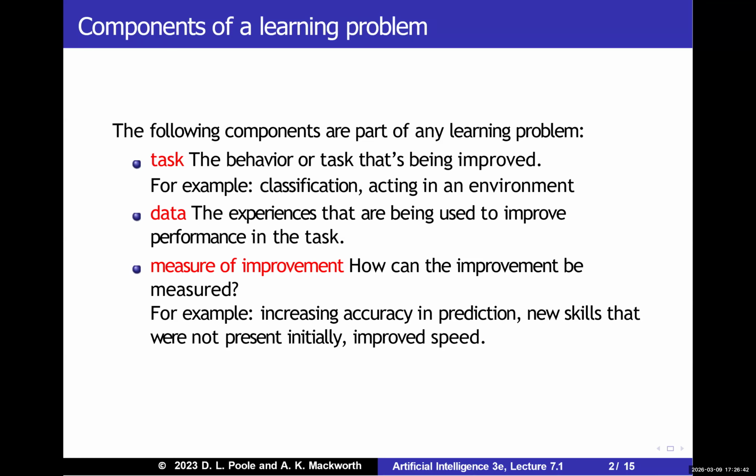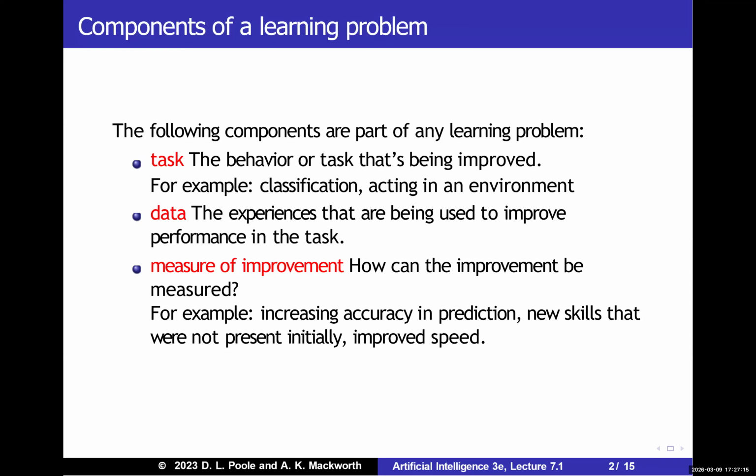And now we'll talk about components of a learning problem. Every machine learning system can be understood in terms of three basic components: the task, the data, and the measure of improvement. The task is the behavior that we want the system to improve over time. In many machine learning systems, the task is classification, such as deciding whether an email is a phishing email or a legitimate email, or whether a file is malicious or benign.